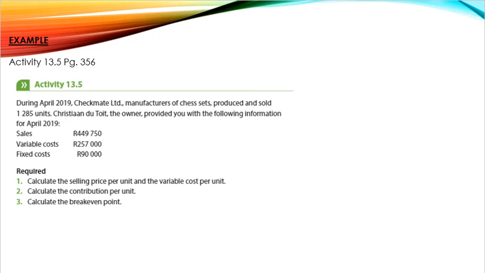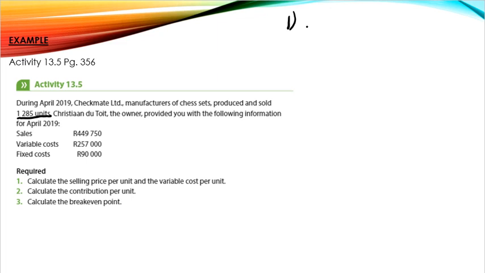Okay, so first off, we have to calculate selling price. So let's do here 1. Again, you will remember from the previous slides to not use total sales or total variable cost, but you have to work out the selling price per unit and the variable cost per unit. So then we have to look at how many units we produced during that month.